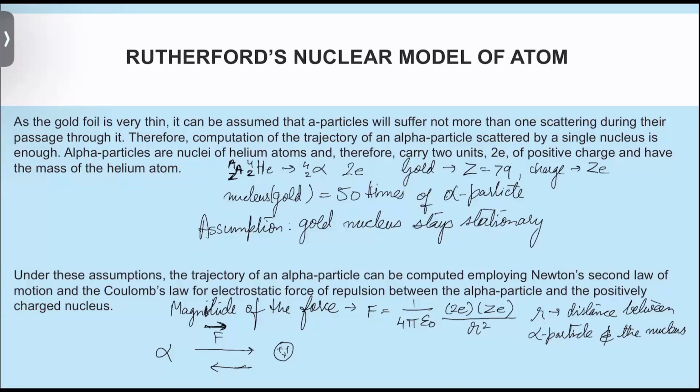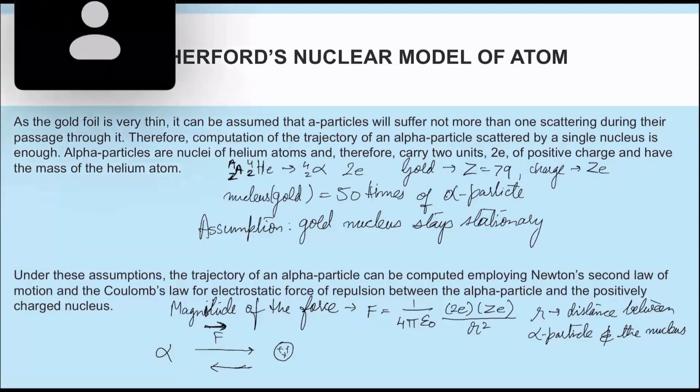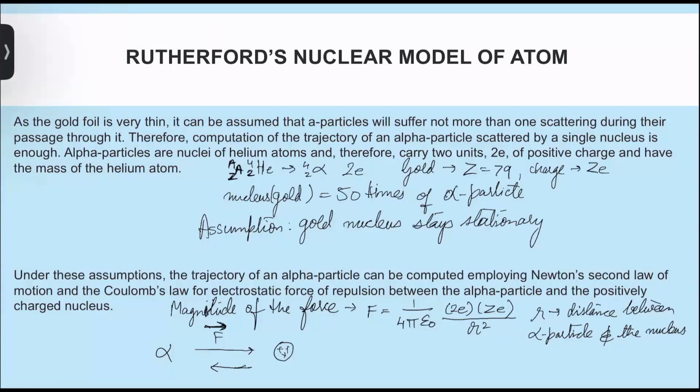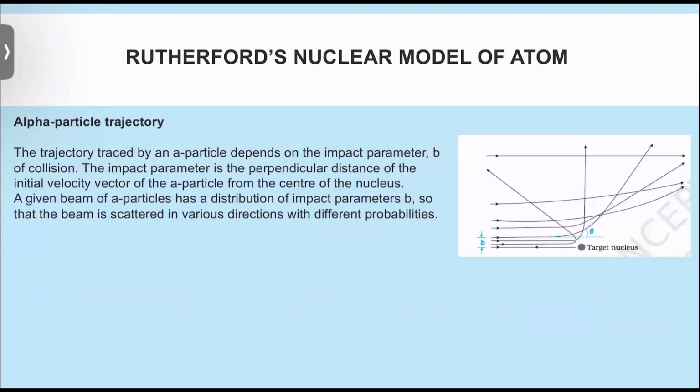So due to Rutherford's understanding of the atom, as well as the scattering experiment that was done, we could understand that there is a force coming into play that helps in the backscattering of such alpha particles. Now we'll see the trajectory followed by the alpha particles when they are scattered, or back scattered, from the gold nucleus.